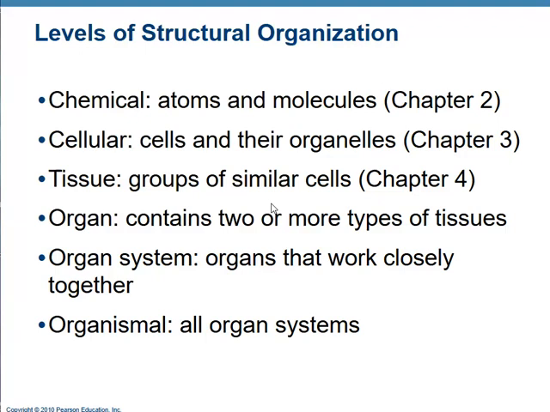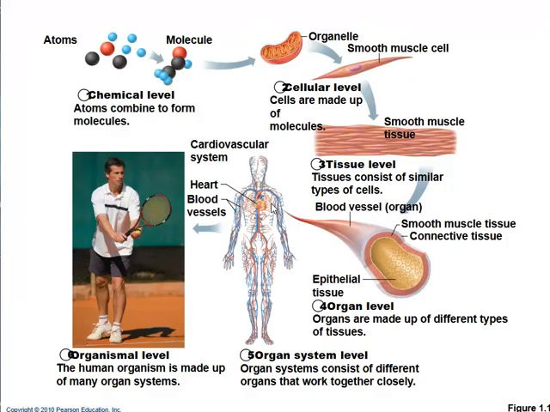Two or more types of tissue come together to make up an organ. Organs that work closely together make up an organ system. Organ systems all together in you make up what you call the organism, which is all of those organ systems together. So that's the levels of structural organization, you can look at this.